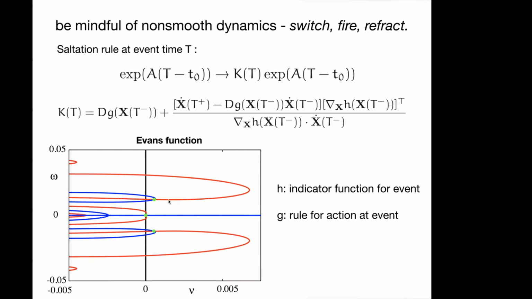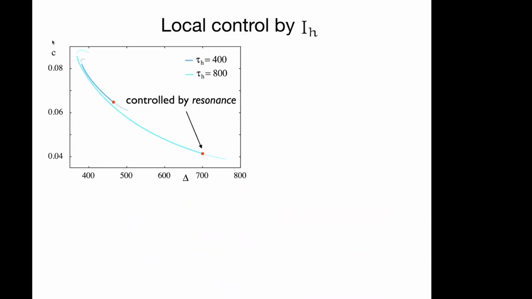So here's the summary diagram. Speed of wave as a function of period. And I'm just doing 2 different studies. One where the time scale for the IH current is 400 milliseconds, and one where it's 800 milliseconds. So I'm just changing it. And what you see is when the time scale is long, you get a wide range of periods for which these waves are stable. And at this red dot here, this Evans function machinery tells you that this wave goes unstable.